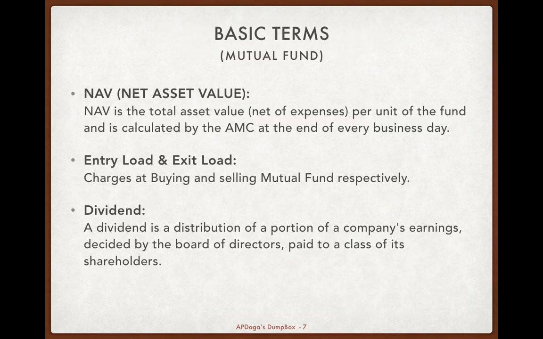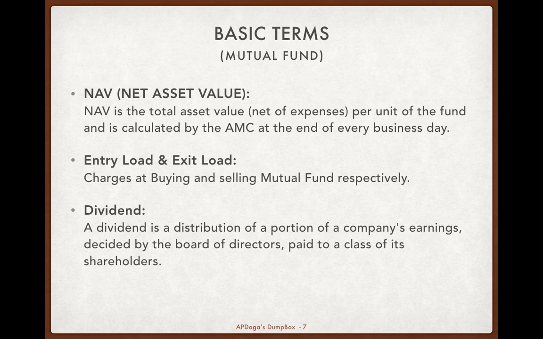Then these are the basic terms about mutual fund, that is NAV, entry load and exit load, and dividend. NAV is just like the price of a share. Just like that, per unit quantity of mutual fund there is some price, and that price is NAV, which is decided by AMC, and it is calculated at the end of every business day. Entry load and exit load means there are some charges applicable when you buy and sell the mutual fund. And dividend is a portion of company's earning which the company decides to distribute between their investors.